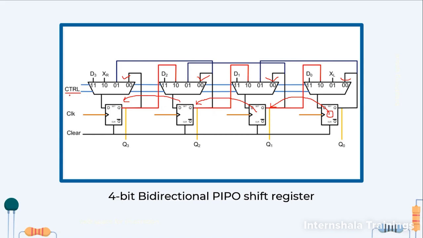For right shift, I will set CTRL as 10. A new bit will come here. This 10 is connected here, so this will go here. This 10 is connected here, so this value will be transferred here. This 10 is connected here, so we will transfer it this way. So all the bits will be right shifted. And when I set CTRL as 11, then we are going to take new bits D3, D2, D1 and D0 in all 4 places. So a new set of 4 bits will be loaded. So this is how we can design a 4-bit bidirectional parallel in, parallel out shift register.